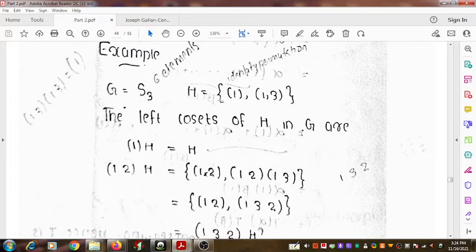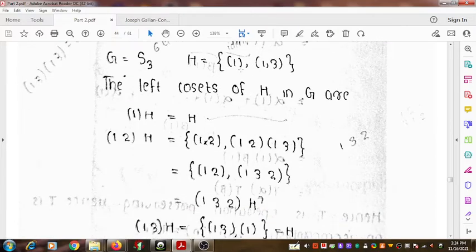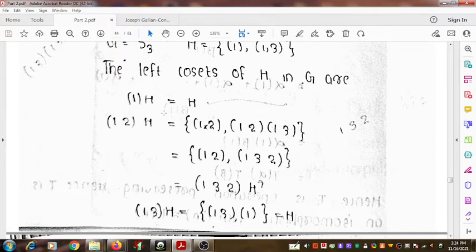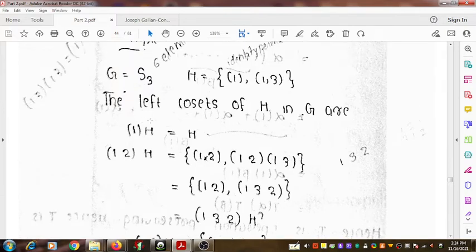So we can say that H is a subgroup of G equal to S3, and using this subgroup we can find the cosets. So you can see that there are only two elements in H, and all the elements of H are taken here and multiplied by each element of G. How many elements are there in G? G contains 6 elements.